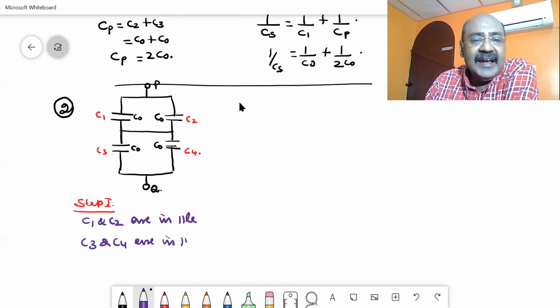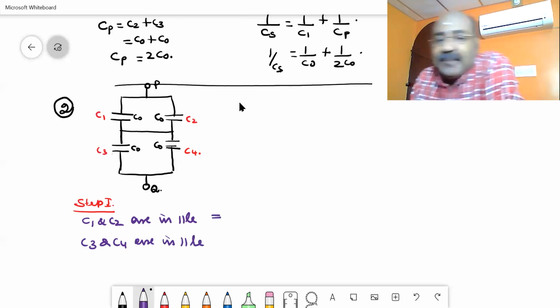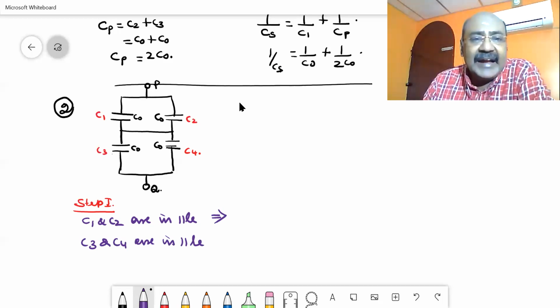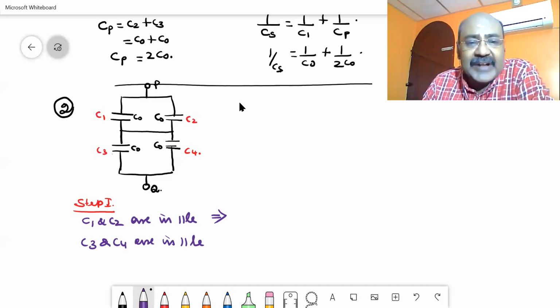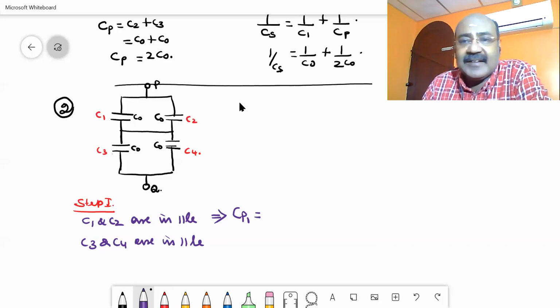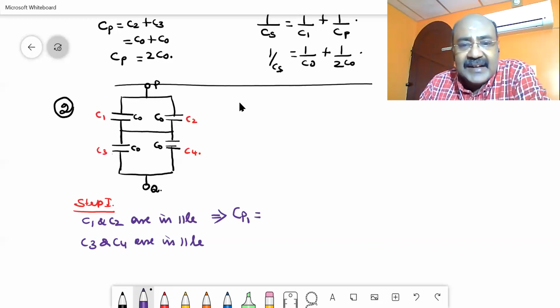See, if I am considering C1 and C2 in parallel, then I can take a parallel combination and I am taking that as CP1, which is equal to, you can add, isn't it? That is C1 plus C2, which is equal to C0 plus C0. I will be able to get the answer as 2C0.